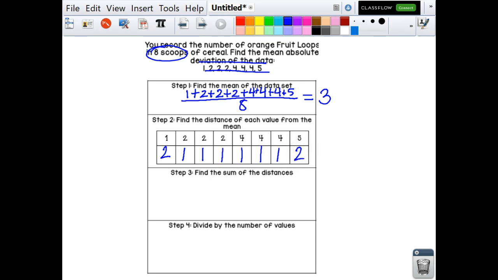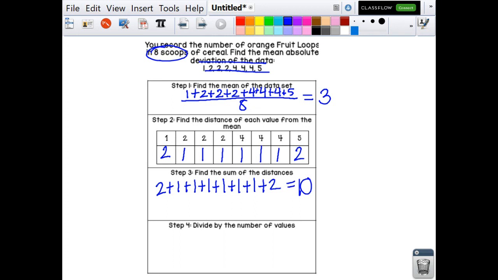So now we need to find the sum of the distances. So we're going to do 2 plus 1 plus 1 plus 1 plus 1 plus 1 plus 1 plus 2. Is that the right amount of ones? 2, 3, 4, 5, 6. And it should add up to 10. Which all of us should be able to do in our head because we're adding 1s and 2s, right?